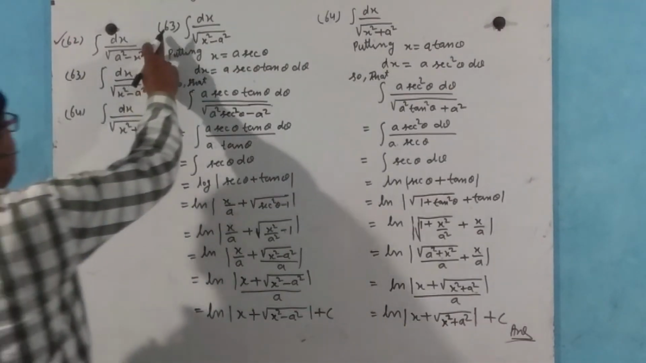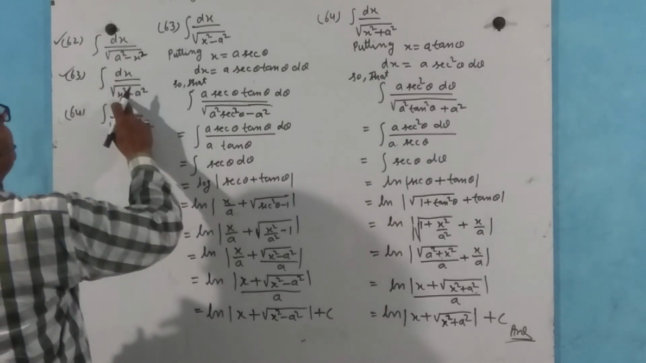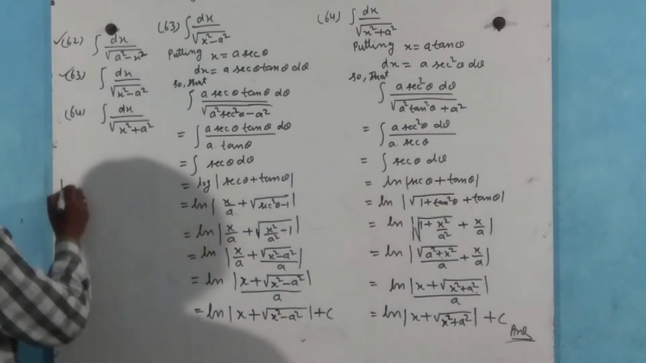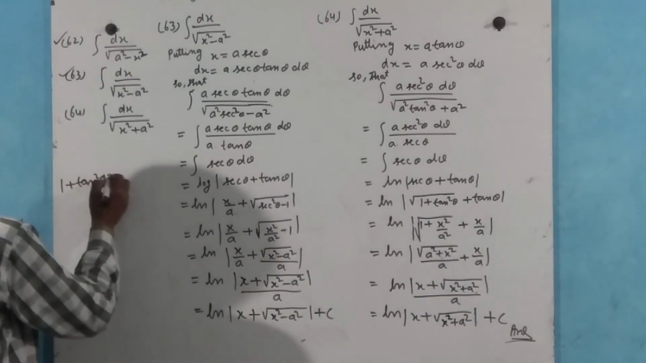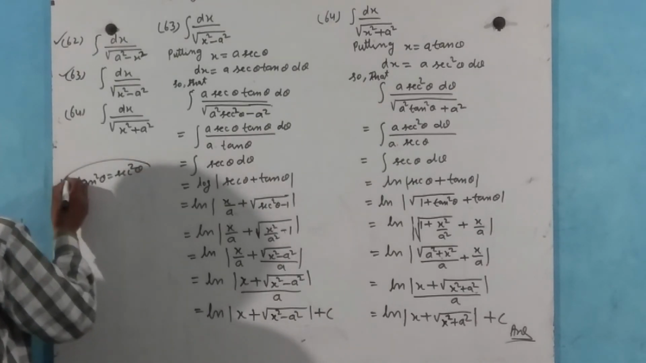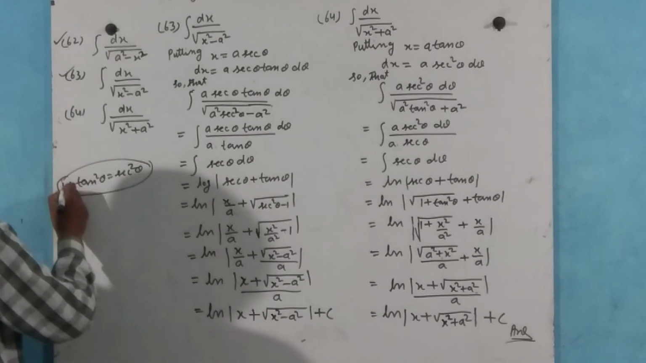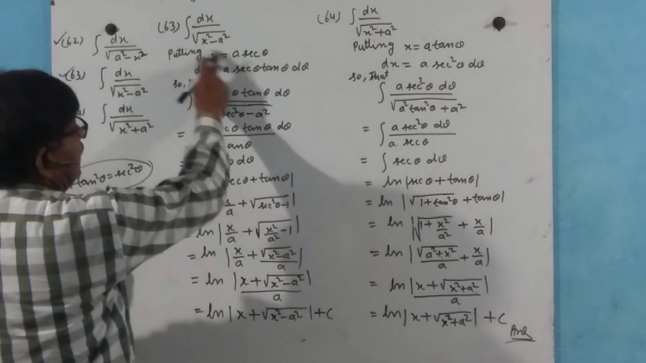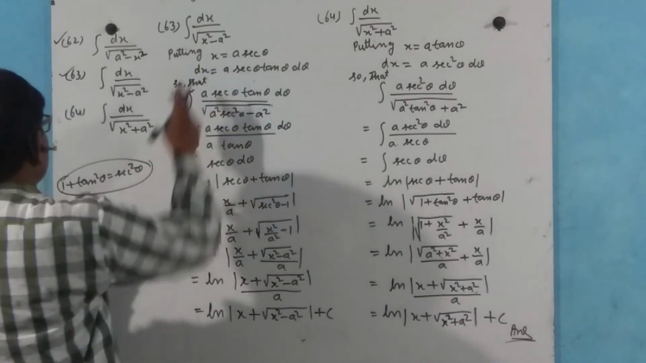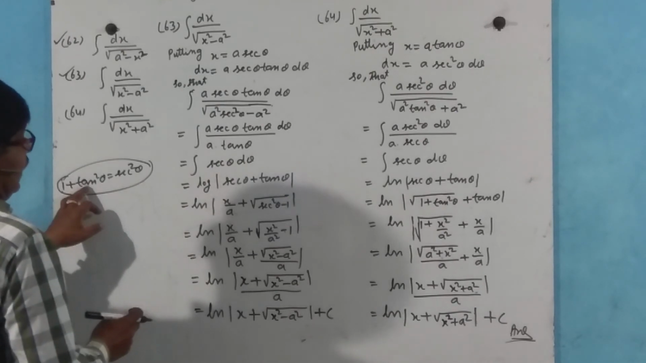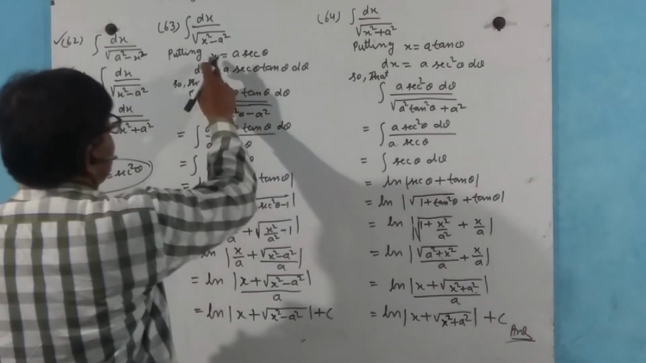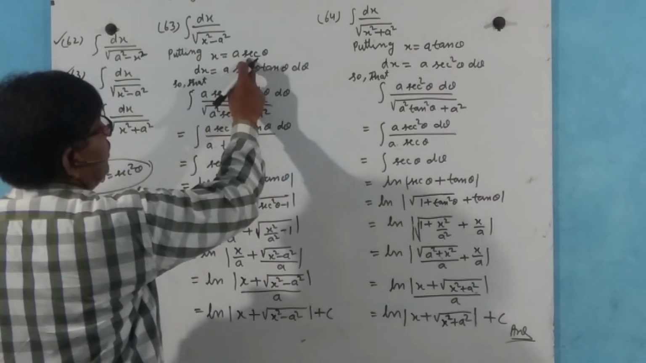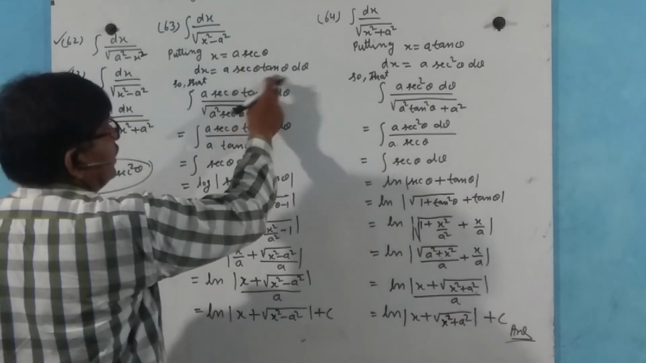Now question number 63 here. Integration of dx divided by under root x square minus a square. As we know that 1 plus tan square theta equal to sec square theta. In this case, putting x equal to a sec theta, so that sec square theta minus 1 we can write as tan square theta, so that dx, differentiation of this, equals a sec theta tan theta d theta.